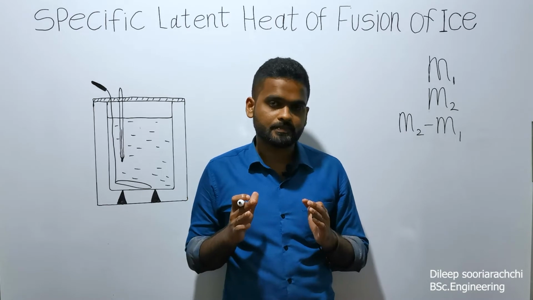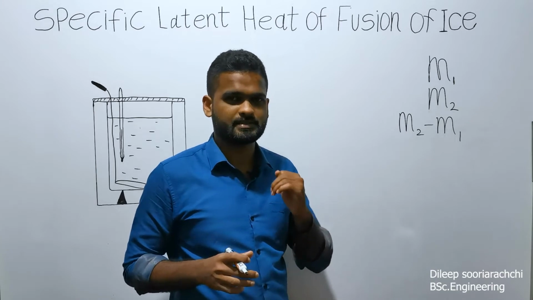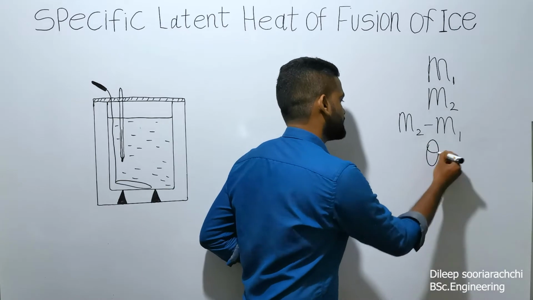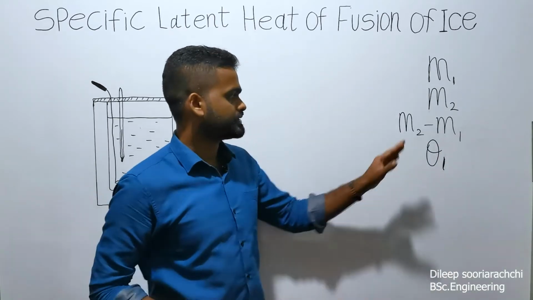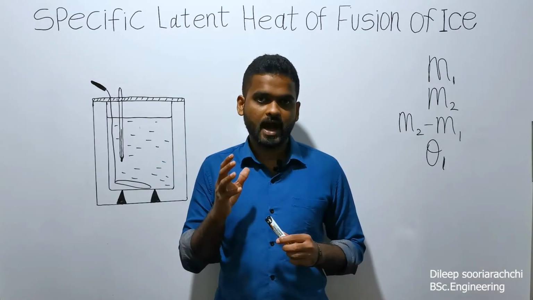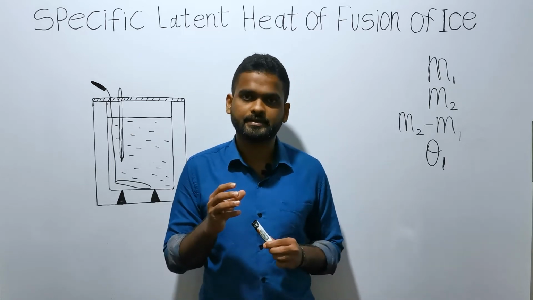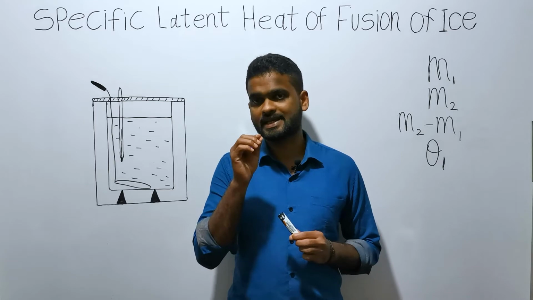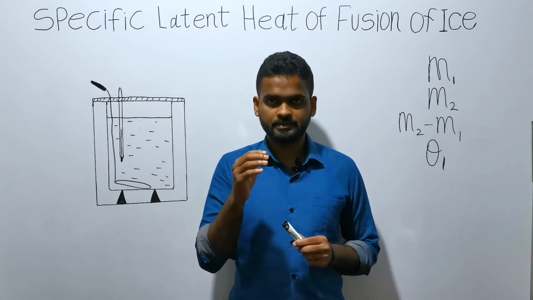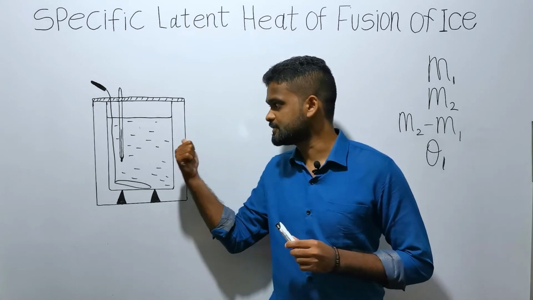Also, you have to measure the temperature of the water. It is about room temperature. Let's say that measurement is θ1. So this is the initial temperature of water. Then we have to add ice pieces. Before adding them, make sure the ice pieces do not contain any water, so wipe the ice chips with filter papers before adding them into the calorimeter.